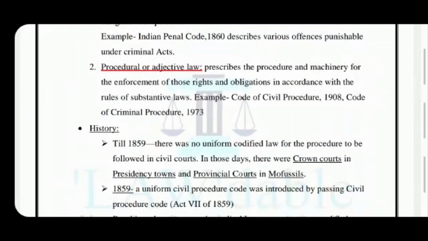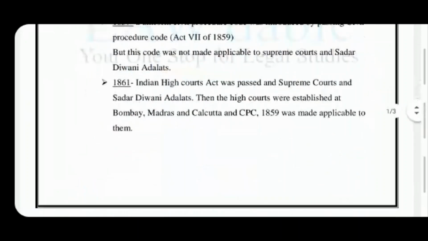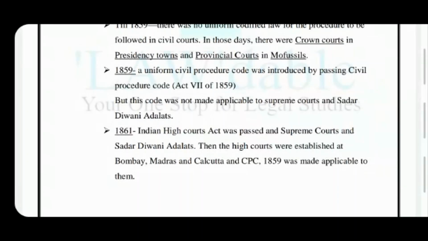Now, in 1859, a uniform civil procedure code was introduced by passing the Civil Procedure Code 1859, but this code was not made applicable to Supreme Courts and Sadar Diwani Adalats. But in 1861, the Indian High Courts Act 1861 was passed and it abolished the Supreme Courts and Sadar Diwani Adalats, and it also established high courts at Bombay, Madras and Calcutta and made the Code of Civil Procedure 1859 applicable to these high courts.